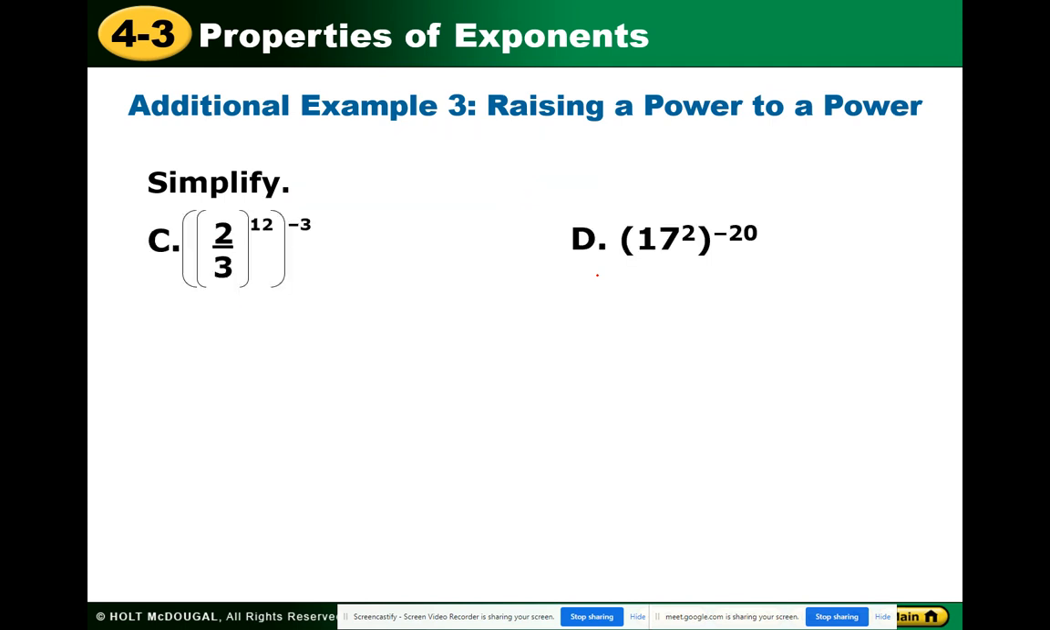Now, here comes one that's not maybe so much fun. 2/3 to the 12th power to the negative third. Oh, what? Yes, sir.